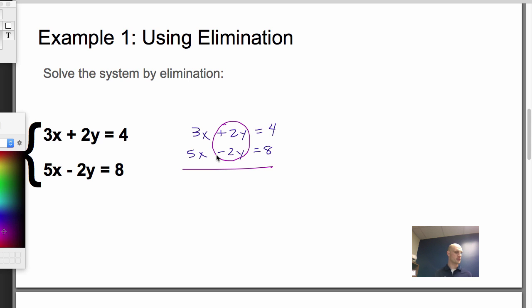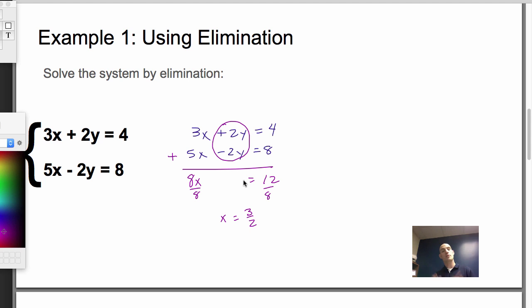This is the simplest situation because if we added these two lines together, we'd end up with 3x plus 5x or 8x. These would cancel out. So you notice we eliminate one of the variables because now we don't have a y anymore. And so what we end up with is 8x equals 12. And so if we divide it by 8, we would get x is equal to 3 over 2.